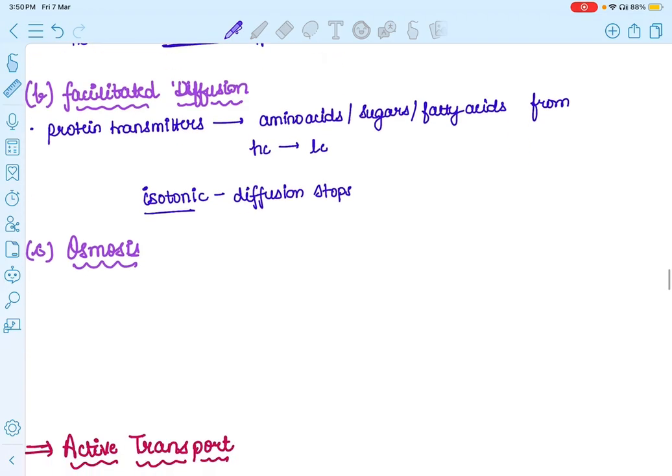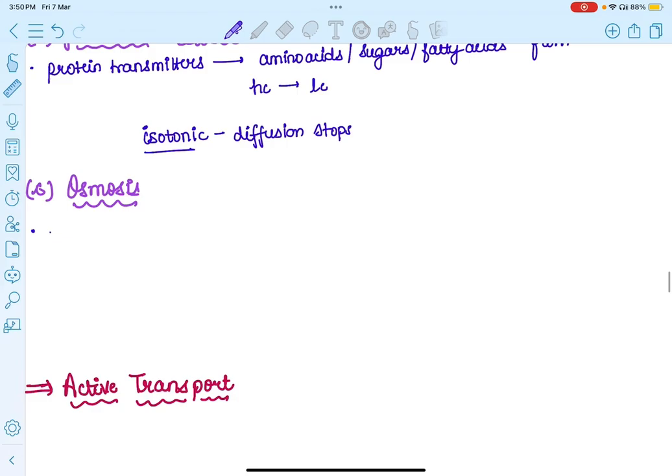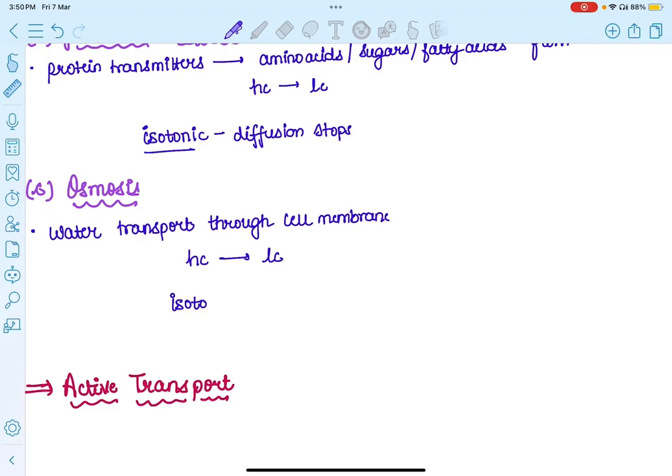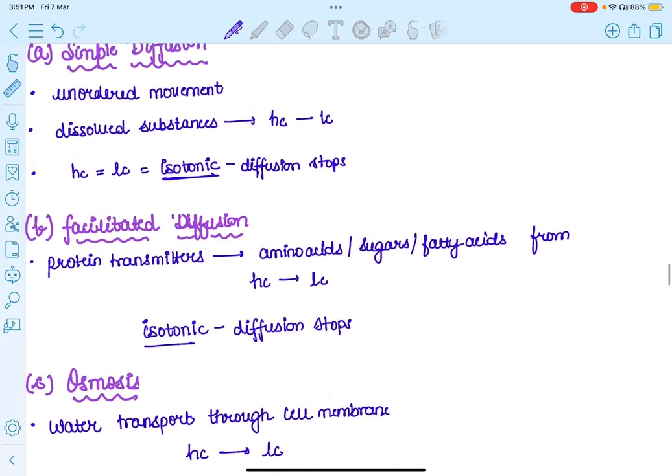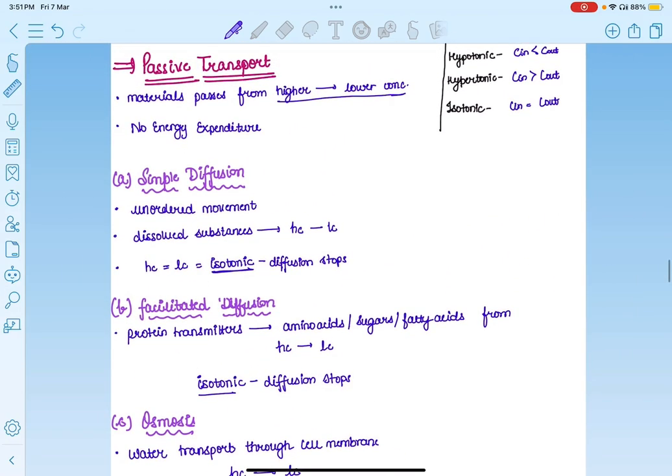Then we have osmosis. Osmosis is basically meant for water transportation through the cell membrane, which is also from what? Higher concentration to lower concentration. And similarly, when isotonic concentration is observed, then the osmosis will stop. So let me revise for you the main differences or definitions of these transports.